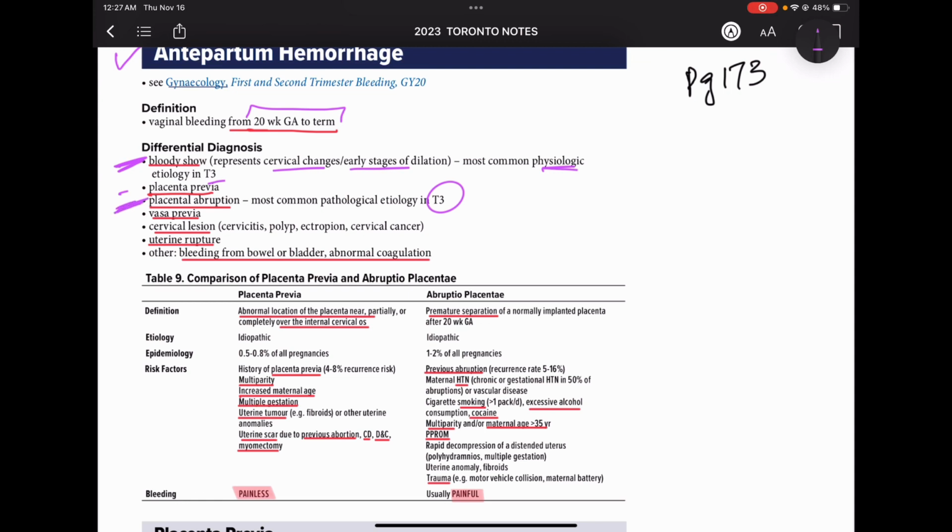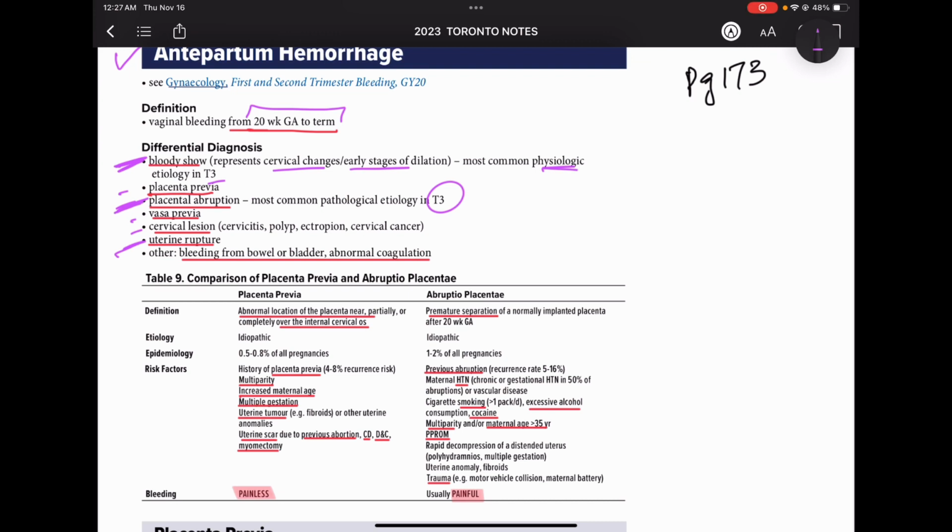is placental abruption. Then we have vasa previa, cervical lesions, which could be cervicitis, polyp, ectropion, cervical cancers. These might cause bleeding too. Uterine rupture. Uterine rupture is also very life-threatening for the fetus, especially. Other causes: bleeding from bowel or bladder or abnormal coagulation.